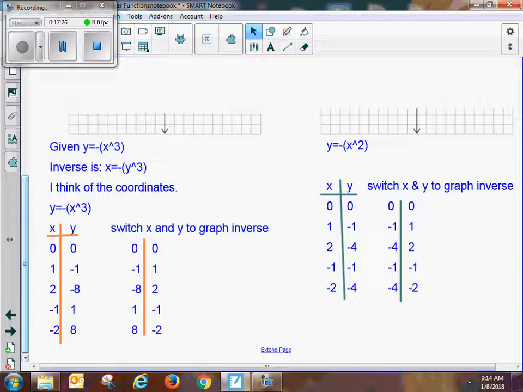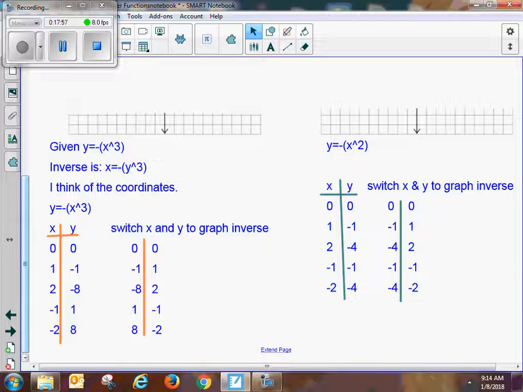Okay. So then, to do the inverse, I'm taking my given table, and what did I say I was going to do again? Flip them. So instead, 0, 0, you can't tell I changed it because they're the same. 1, negative 1 became negative 1, 1. 2, negative 8 became negative 8, 2. Can you see where I'm going? Once I have my new set of values, I didn't have to work very hard for that because I already knew how to build the given. So the new part was flip-flop them.